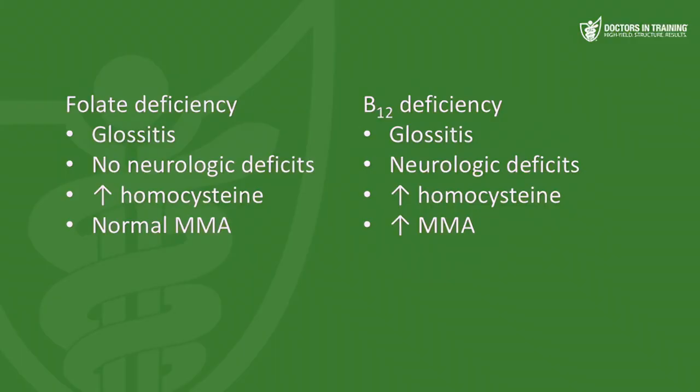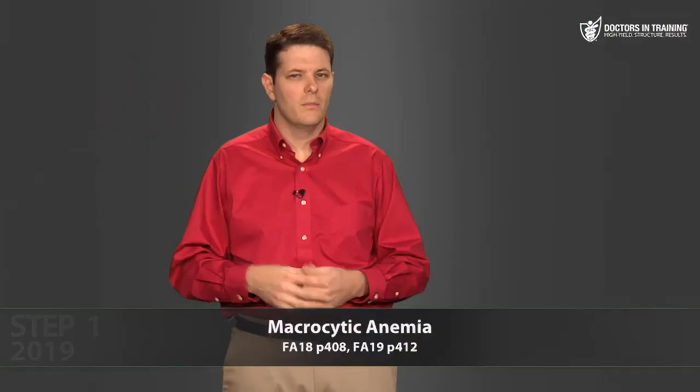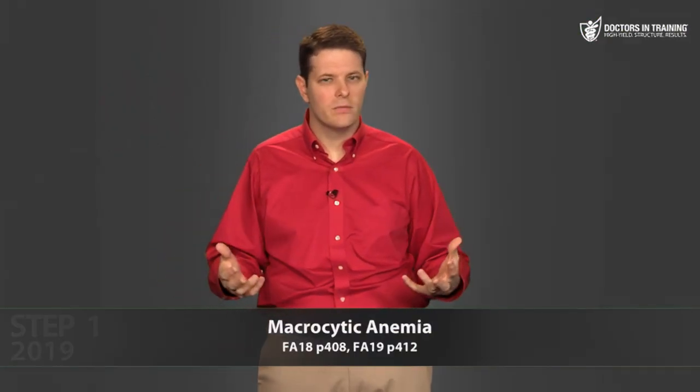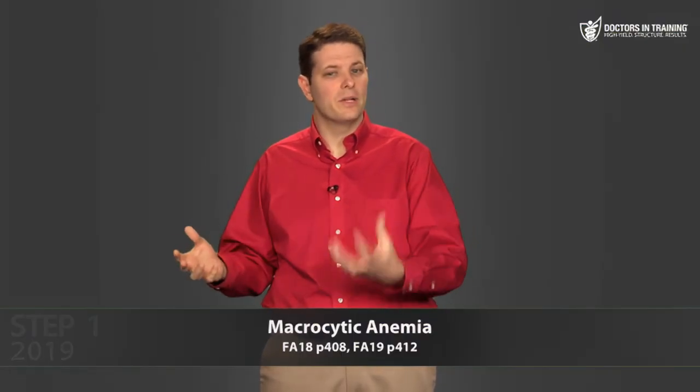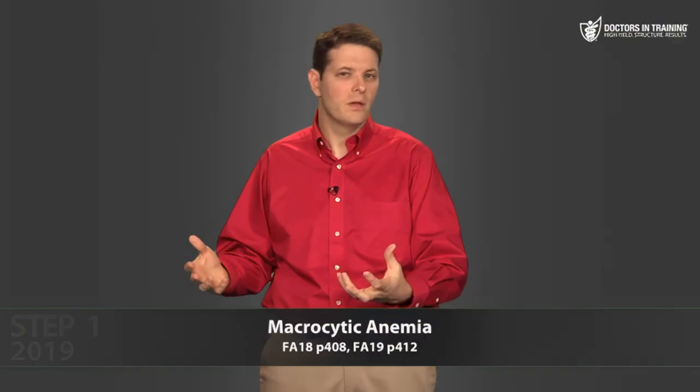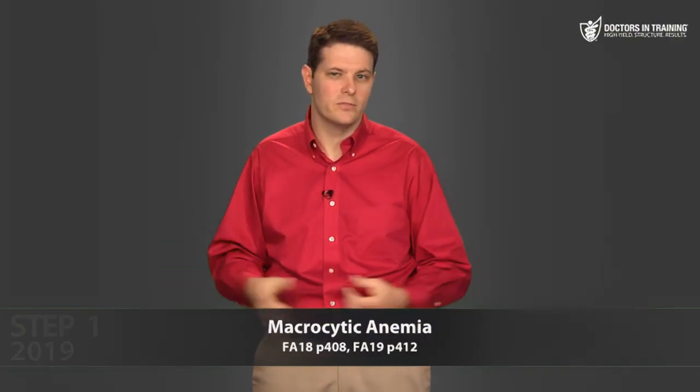Both B12 and folate deficiency will cause elevated homocysteine, but with folate deficiency, methylmalonic acid will be normal. With B12 deficiency, methylmalonic acid will be increased. That's another good clue. But fundamentally, how do you determine which is which? So if you have a patient with megaloblastic anemia, you're going to suspect either folate or B12 deficiency. How do you tell them apart? In practice, you're just going to check a B12 or folate level.